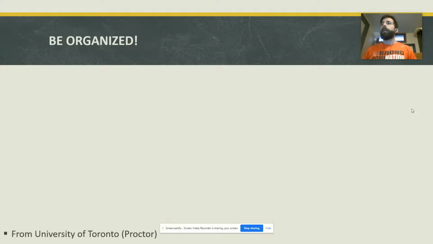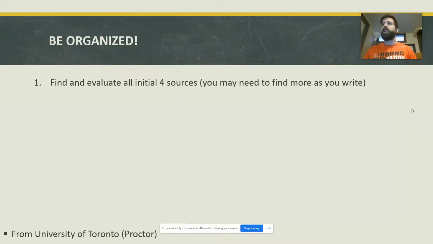The last piece before we get going is the idea of being organized. Again, I know we haven't started our research yet. We're just working on some preliminary skills. But I'm going to ask you to find and evaluate those initial 4 sources first. And do keep in mind that your research might change as you go. As you're writing your paper, you might realize that a source actually isn't going to work and you have to go back and find another one. Happens all the time. Don't worry about it, but make sure you have those 4 sources covered first. That's going to be our minimum of sources for this paper.